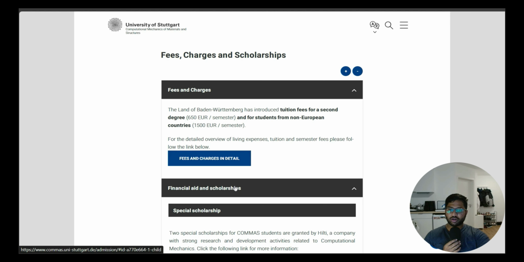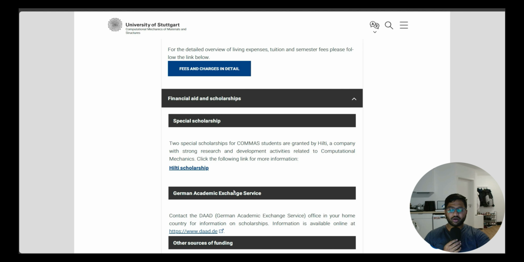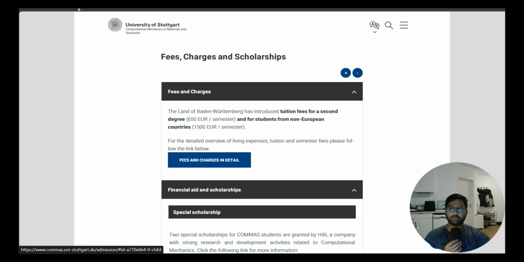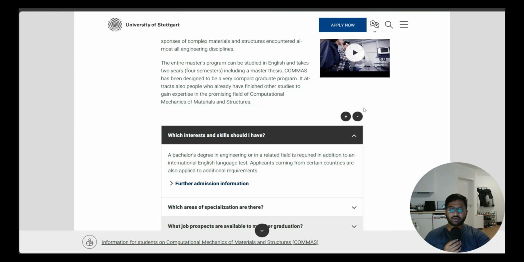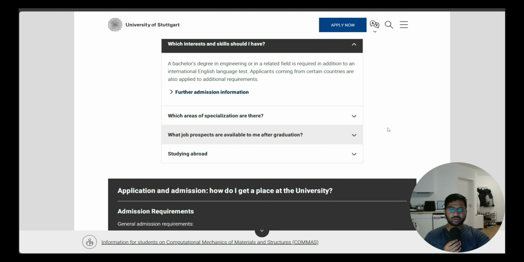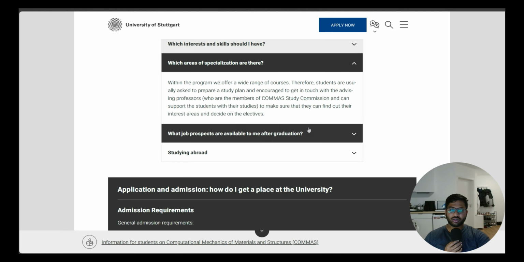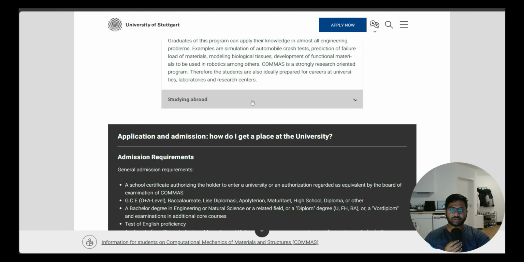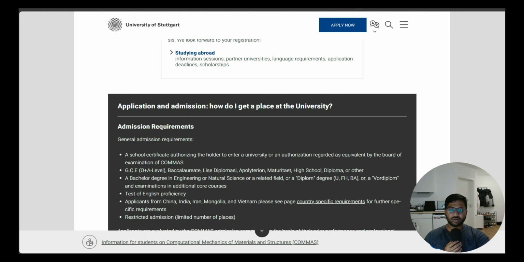Then financial aid and scholarships will always be there in all universities, where you can also get the Deutschland Stipendium and some international ones. Upon this, these are the application information and the course-specific information on the website itself. Then there are the areas of specialization that you can choose here. They have given the job perspective, and study abroad opportunity is also there, where you can go to a partner university in another country for your internship or other things.